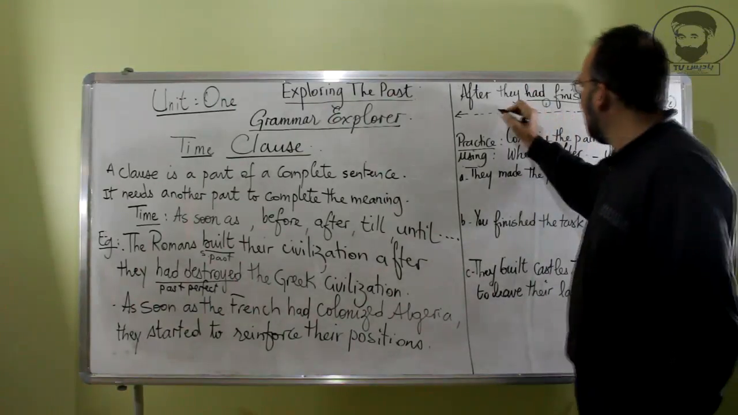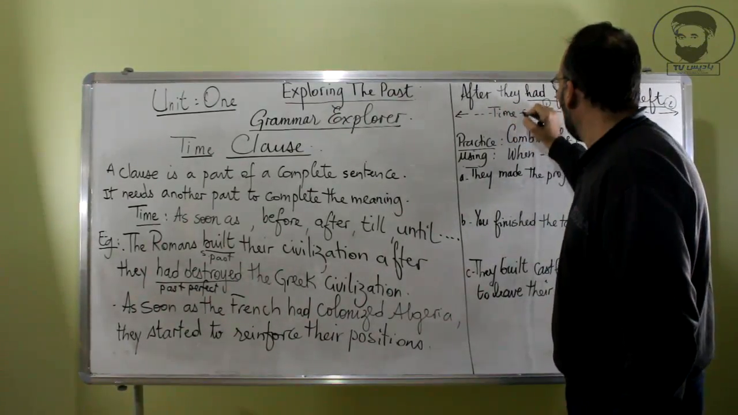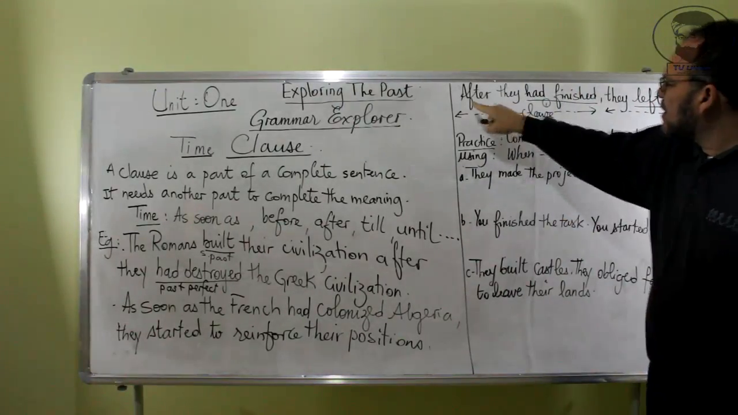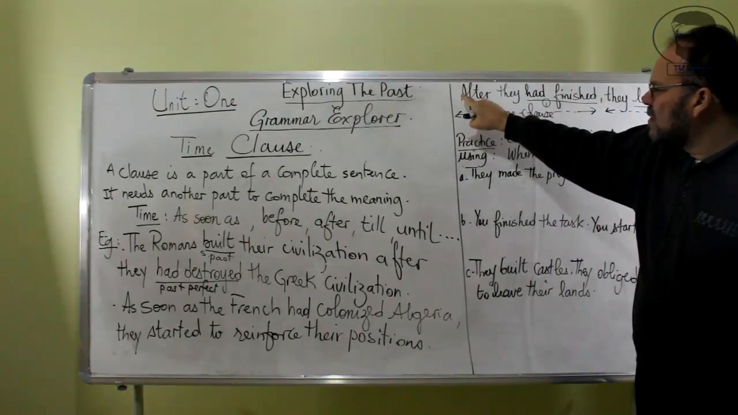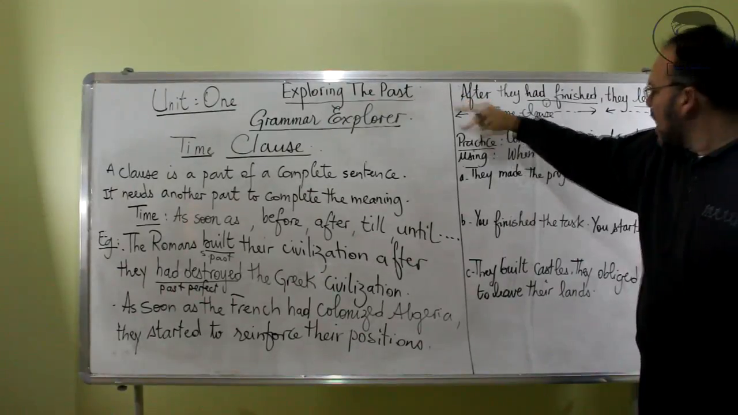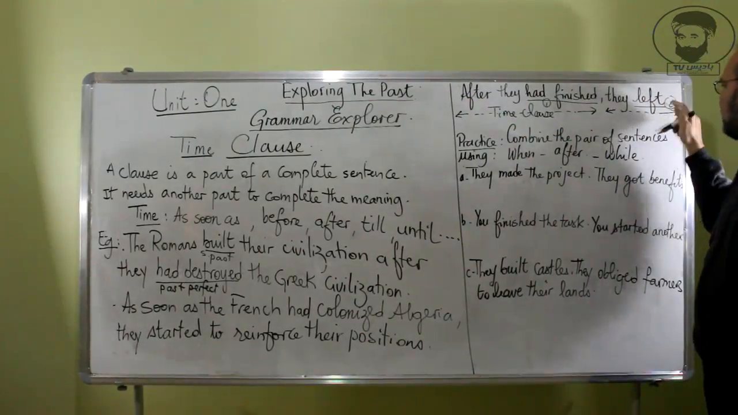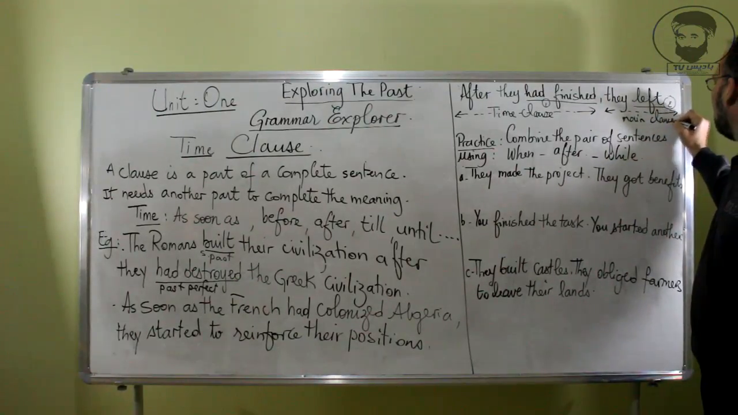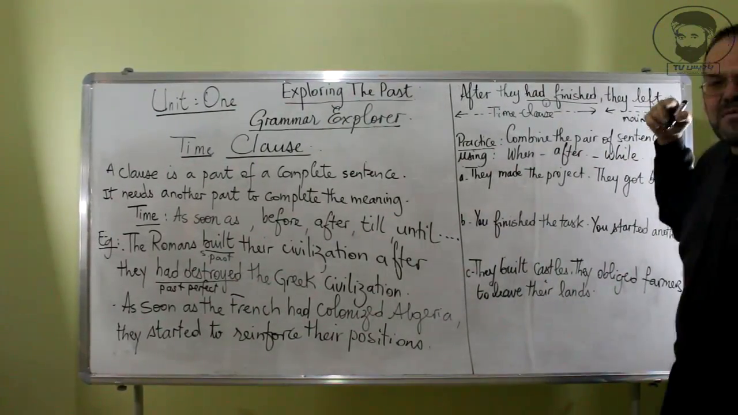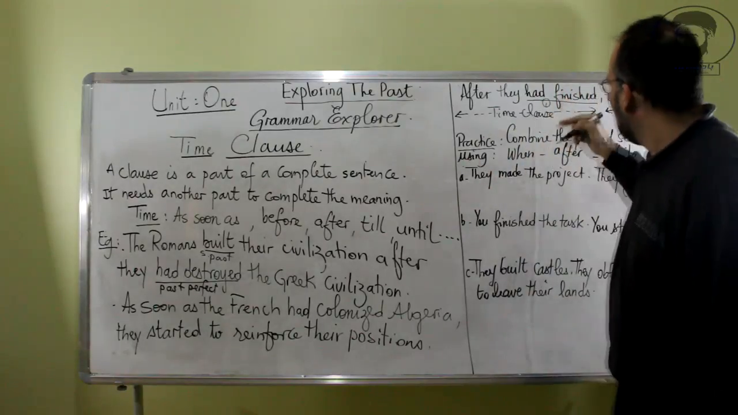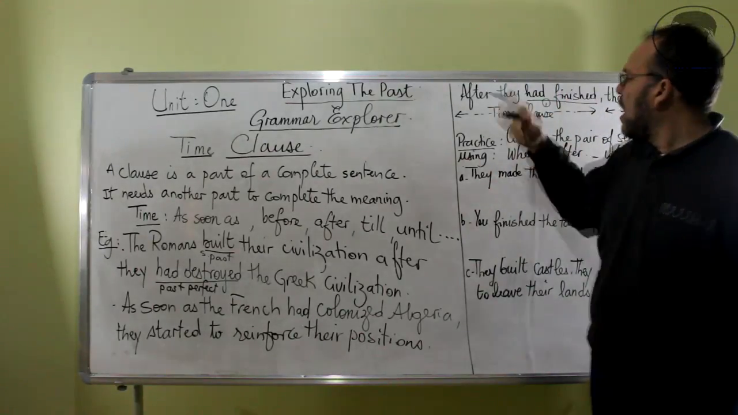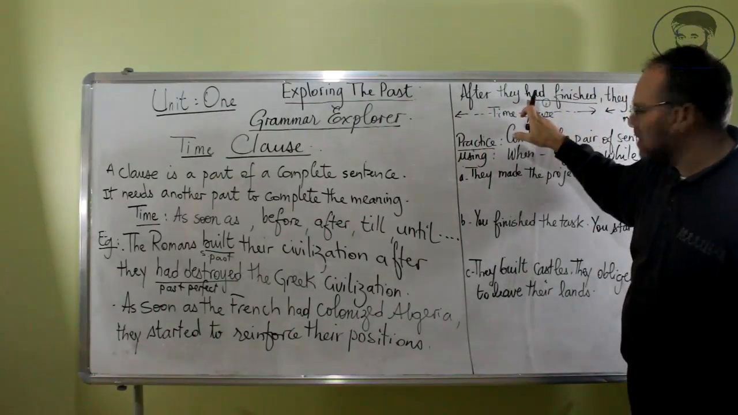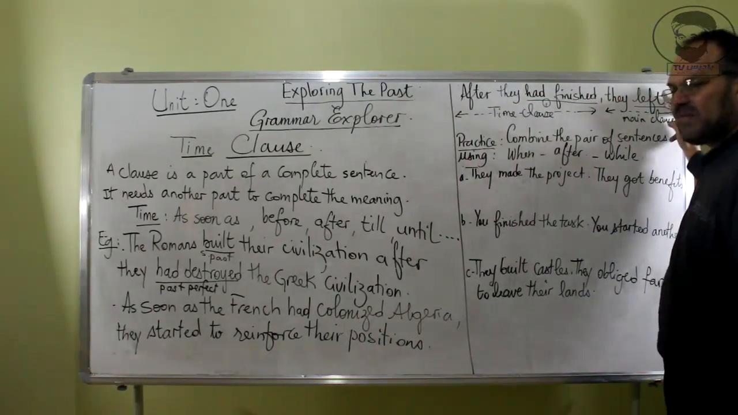Now, this part, after they had finished, is called a time clause. Why? Because it is introduced by a conjunction of time. And the second one, they left, is called the main clause. It means it's the sentence which originates the meaning of the sentence. It means they left after they had finished the task. So first they finished and after that they left.